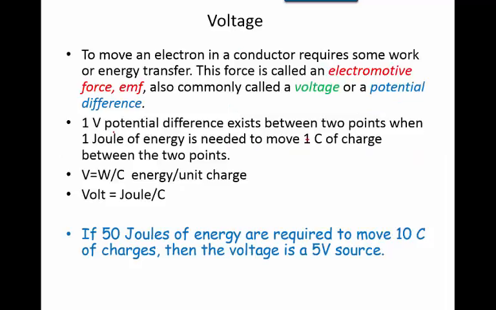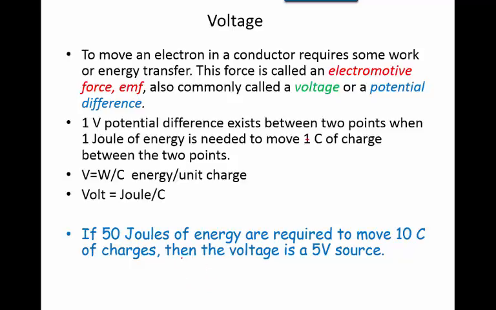So 1 volt, which is a potential difference, exists between 2 points, like the ends of a battery, when it takes 1 joule of energy to move 1 coulomb of charge between the 2 points. That is the definition. A bit wordy, but that is the definition of what a volt is. So a volt technically is energy to move charge, a certain amount of energy to move a certain amount of charge. Energy is in joules, charge is in coulombs, which we already know.